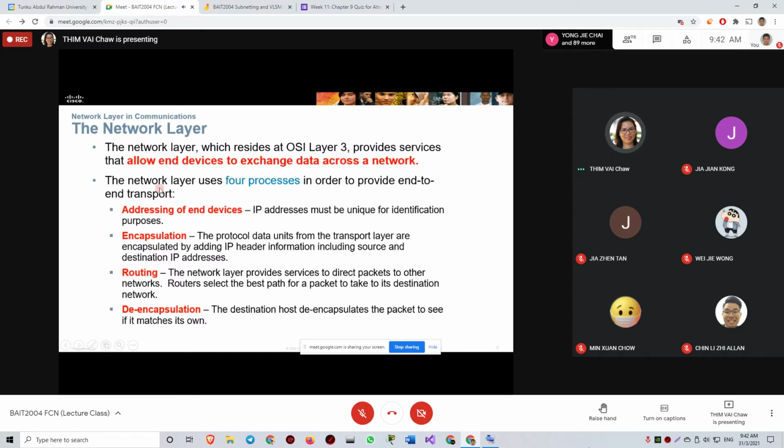First of all, the network layer protocols, meaning IPv4 and IPv6, must be able to give addressing. Remember, the addressing here refers to IP addressing, which must be unique for identification purposes. Under the network layer, they also need to do encapsulation. The data passing from the transport layer must have an additional header added, to become a packet from the segment.